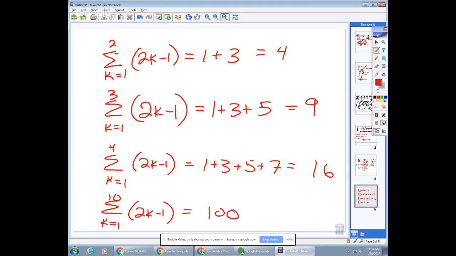Oh my gosh. 1 plus 3 plus 5 plus 7. Let's see, the 10th one is going to be 19. So if we add odd numbers, 1 through 19 is going to add to 100. That's the conclusion we're coming to here. Now, we didn't prove this. This is just an observation.